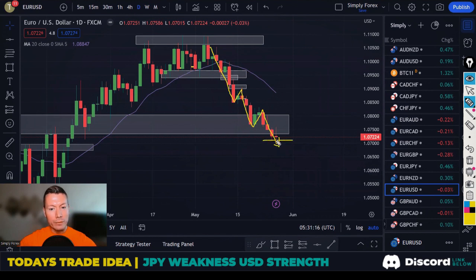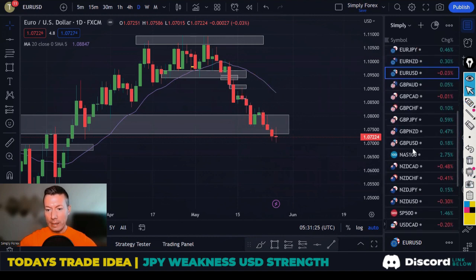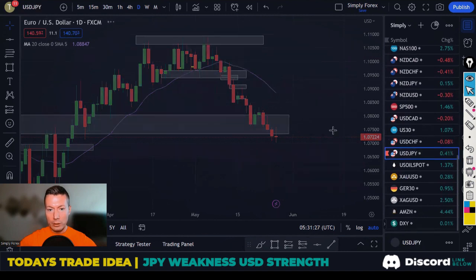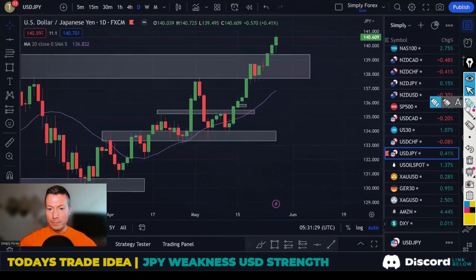But a little bit oversold because look how far away it is from the moving average 20. Let's look at another one, US dollar, Japanese yen, very overbought. Look at the moving average 20, miles away. Or if you want to see overbought, guys, you can look at some stochastics, some indicators like that. They will tell you that that is overbought.